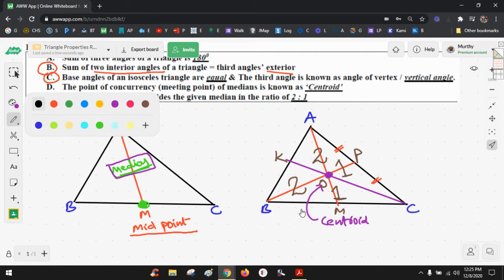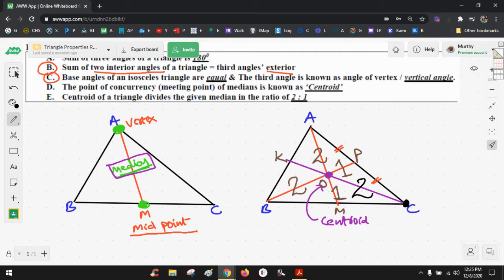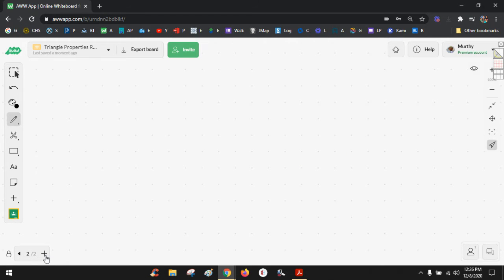And if I'm taking CO and OK, please notice that C is the vertex. Vertex means the point, and from the vertex it is 2 units, and towards the midpoint, from centroid to the midpoint, it is 1 unit. Okay, anyhow, I'll take a few questions based on this. And the next point describes the same thing: the centroid of a triangle divides the given median in the ratio 2:1. Okay, so let's quickly jump to the next page, and also let me take some questions from the worksheet.